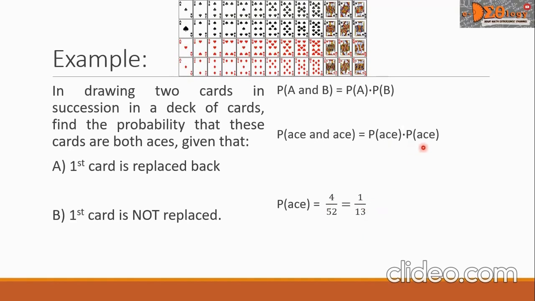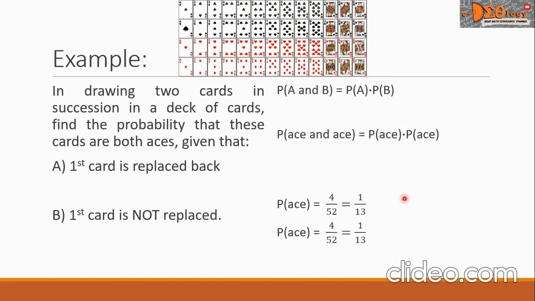Let us take the probability of the second ace. And this is P of ace equals, again, 4 over 52. Remember, we replaced back the card, and when we do that, there is still a total of 4 aces. And then there will be a total of 52 sample space. And when we simplify this 4 over 52, it will be 1 over 13 also.